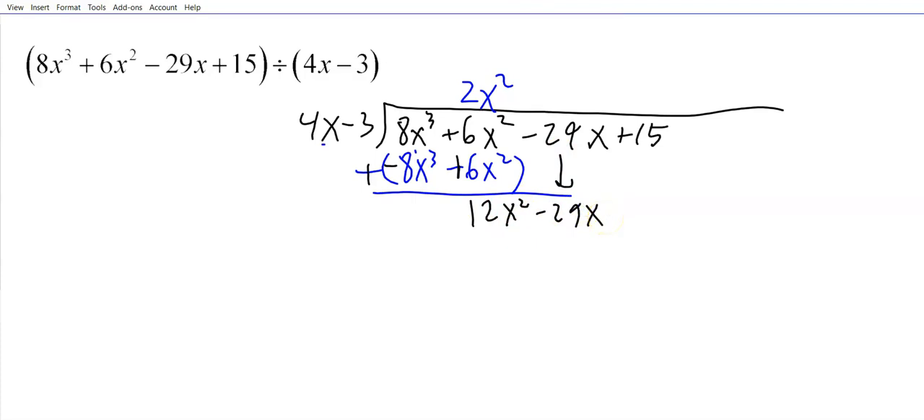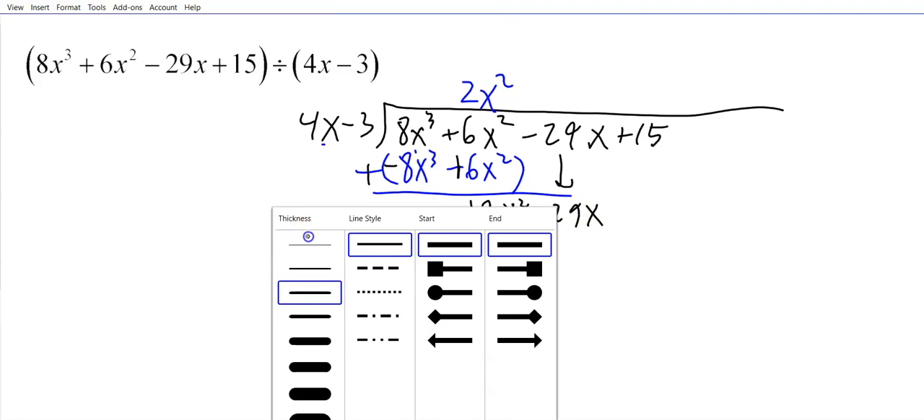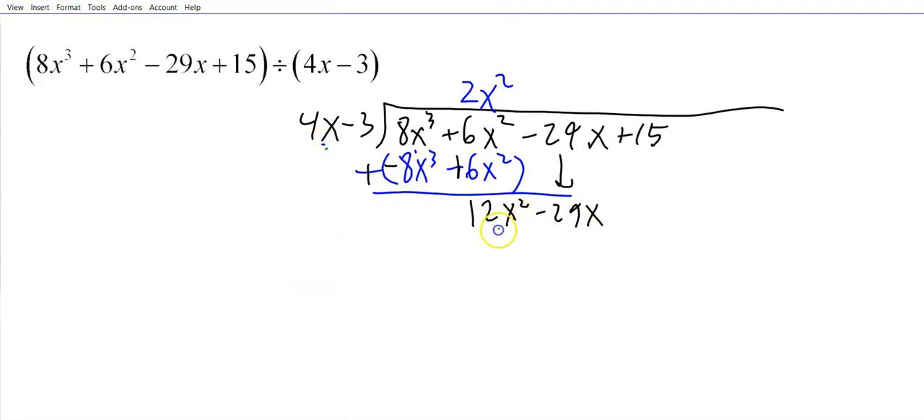Now we're looking at the first term of this row. So 4x times what is 12x squared? That would be times 3x. So plus 3x is a positive 3x, so it's plus 12x squared. Negative 3 times 3x is minus 9x. We're going to subtract that guy.